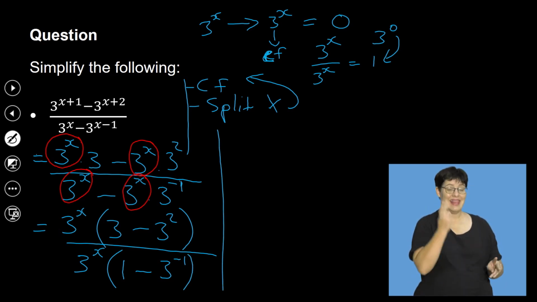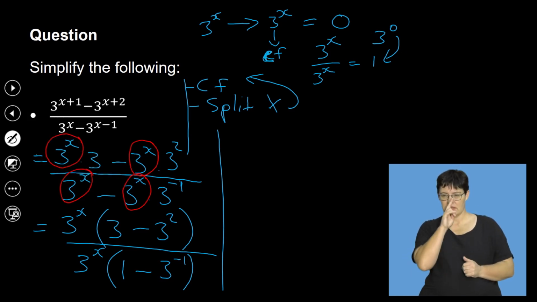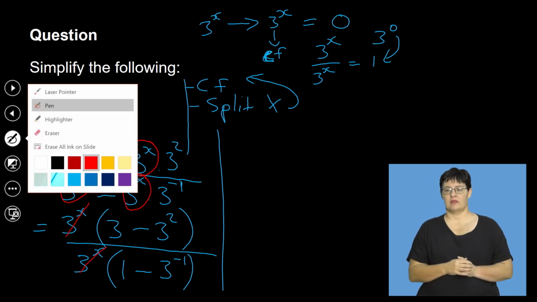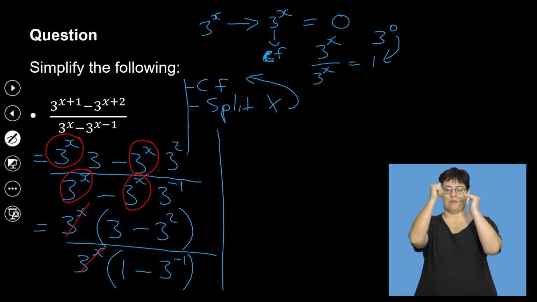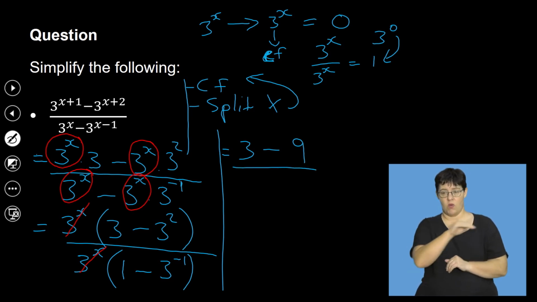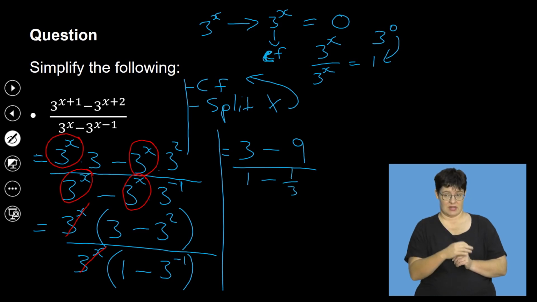Then, only then, can you cancel out the things that look alike. You can see what is outside the bracket, this and that will cancel out, and I will be left with only what is inside the bracket, which will be 3 minus 9 all over 1 minus 1 over 3. Now, when you get here, you can always just press your calculator. It's really not a problem to get your answer. So this will be negative 6. At the bottom here, I will just work it out because I'm not going to use the calculator.